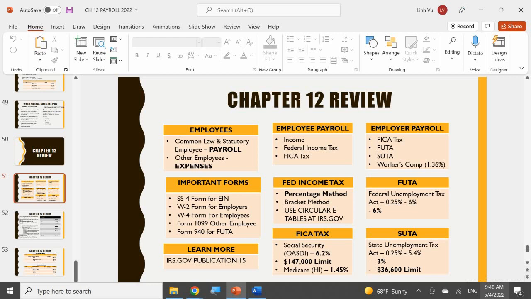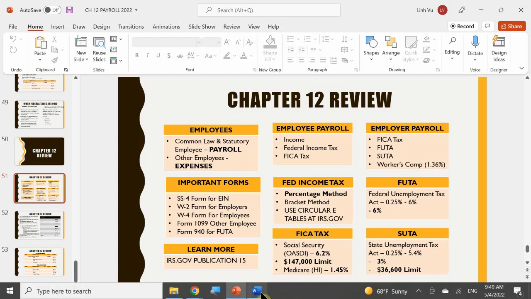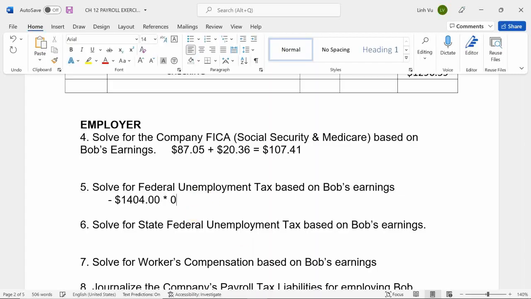That's Social Security. Which one is going to be the 0.025? What did I say this class is going to be using? What number did I say this class is going to be using? The 6%. Okay. So what is 6% of 1,404?